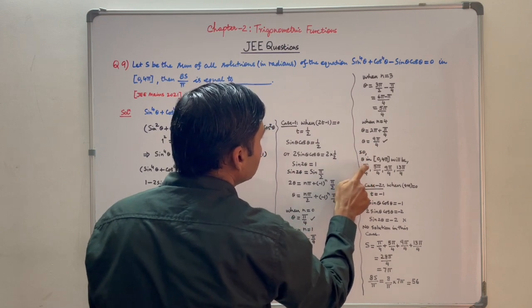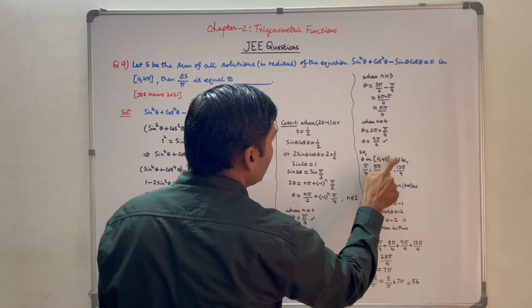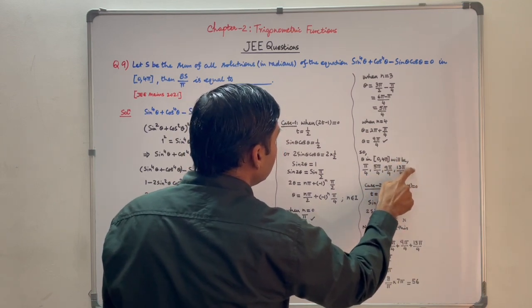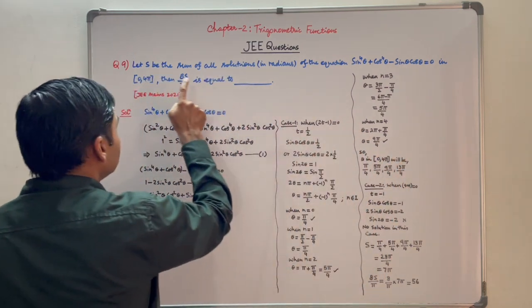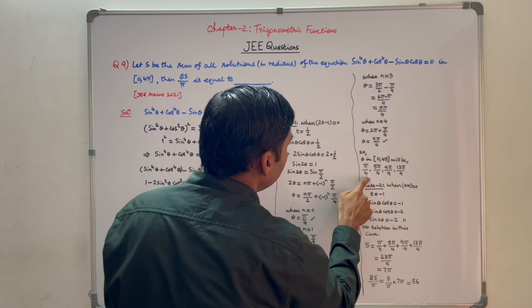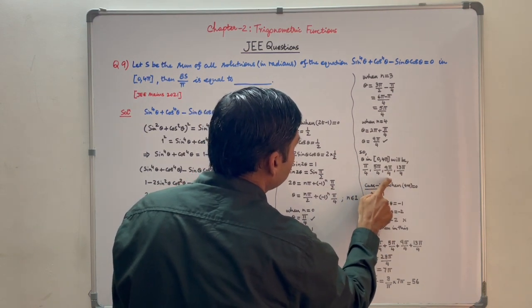So the pattern is theta is equal to pi by 4, 5 pi by 4, 9 pi by 4, 13 pi by 4 and 17 pi by 4. 17 pi by 4 will be out of range, will be more than 4 pi. So we will consider only 4 solutions: pi by 4, 5 pi by 4, 9 pi by 4 and 13 pi by 4.